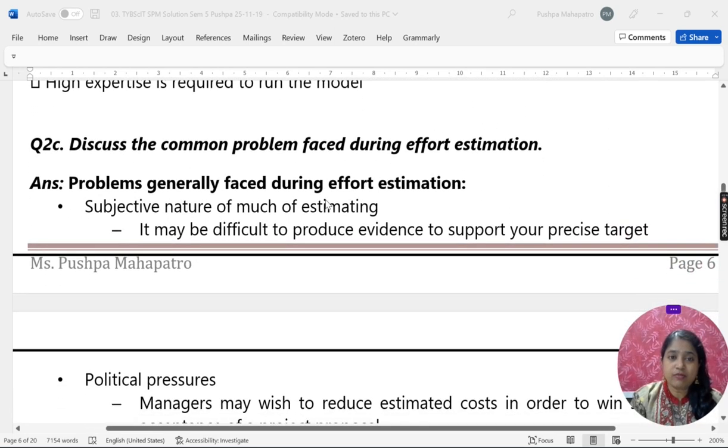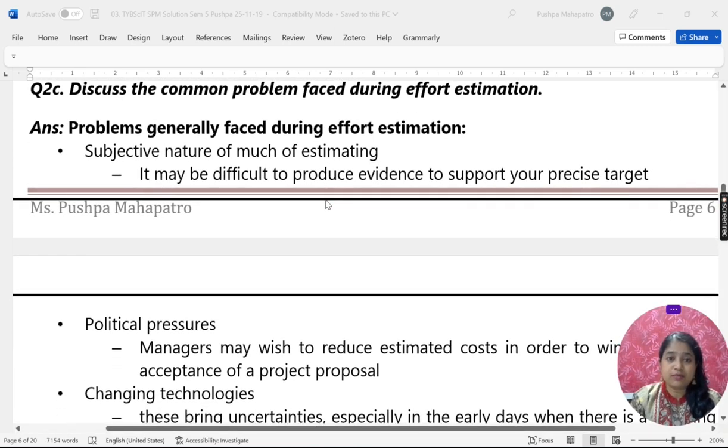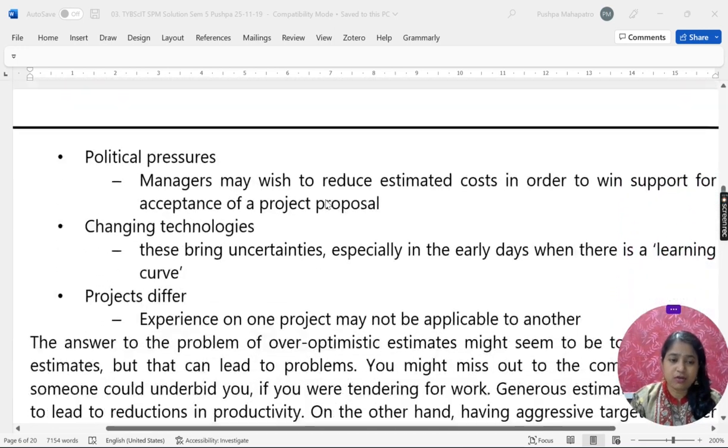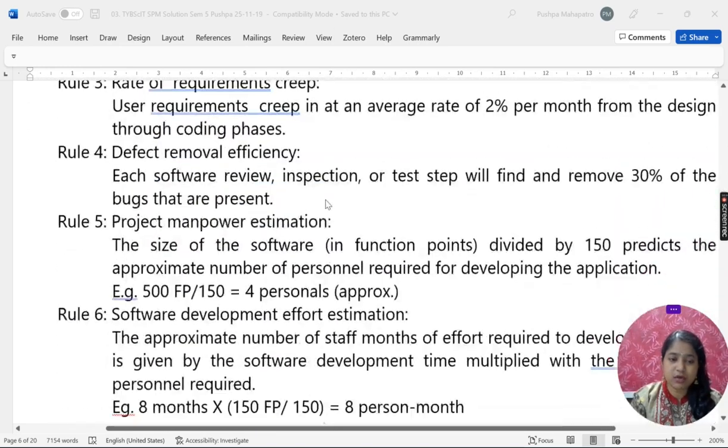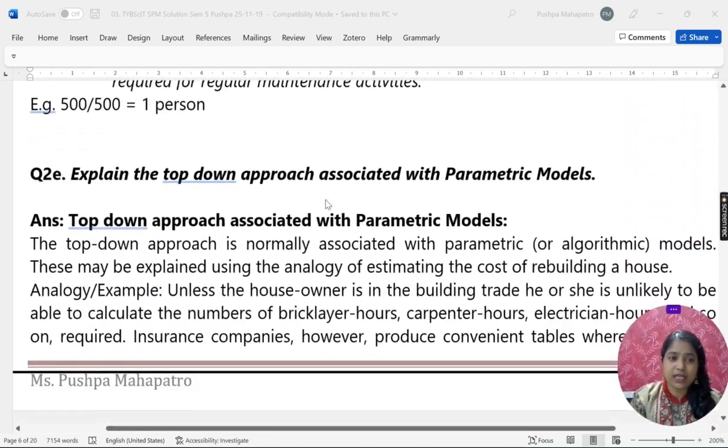Then discuss the common problems faced during effort estimation. So what are the common problems? First is the subjective nature of most of the estimating. तो ये question हमने already discuss किया हुआ है. फिर कैपर्स जोन्स भी किया हुआ है, तो आप पहले वीडियो में देख लीजिए.